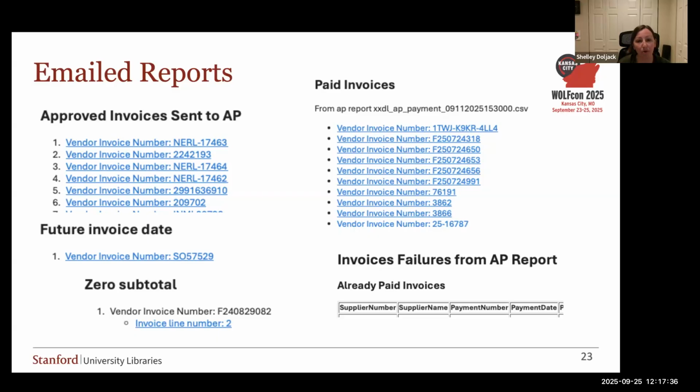For the paid invoices report we get from AP, we send email reports of invoices marked as paid, as shown on the right. And these are all with hyperlinks to the actual invoice in Folio or the invoice line in Folio. For the paid invoice DAG, when there are errors, here at the bottom, we see email reports for already paid invoices and sometimes invoices that are missing from Folio. How did that happen?